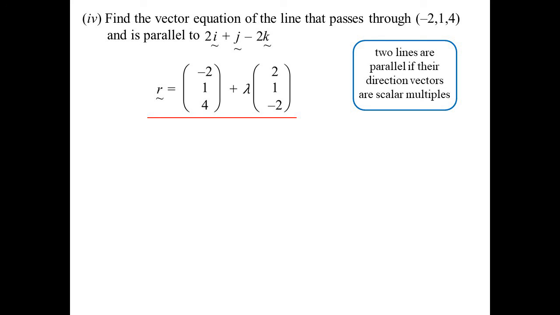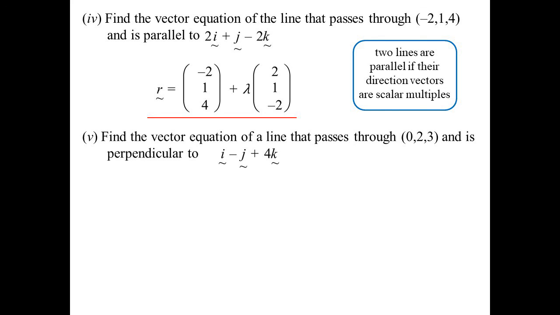Okay, I can now write down my equation. A point that's on the line is (-2, 1, 4), and I just have to write down the direction vector. It's parallel to 2i + j - 2k, so it's going in the same direction. So that's my direction vector, (2, 1, -2). There's the equation of the line.